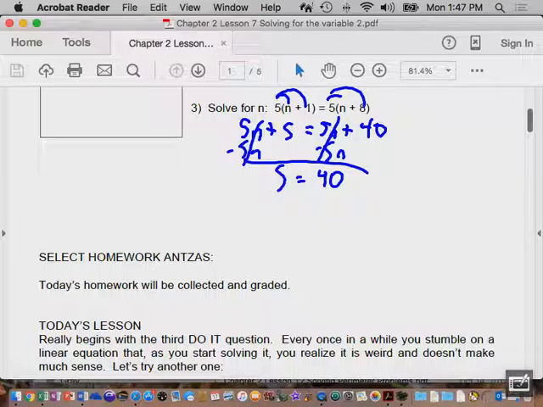Now, I take a look at this, and 5 never equals 40. Once again, let me say that again because I really want you to understand this. 5 never equals 40. Because 5 never equals 40, there's never an answer.